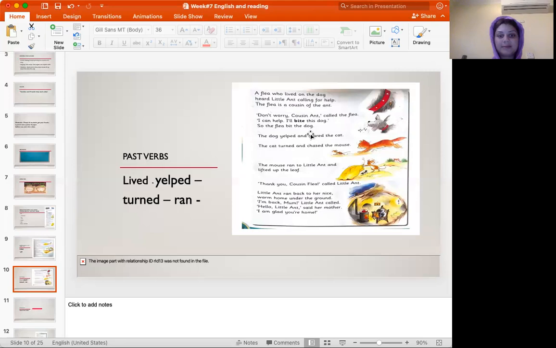The flea helped her cousin, the ant, because they are family. The dog yelped, "Hoo, hoo," and scared the cat. The cat turned and chased the mouse. The mouse ran to little ant and lifted up the leaf. "Thank you, cousin flea," called little ant. Little ant ran back to her nice warm home under the ground. "I'm back, Mom," little ant called. "Hello, little ant," said her mother. "I'm glad you are home."